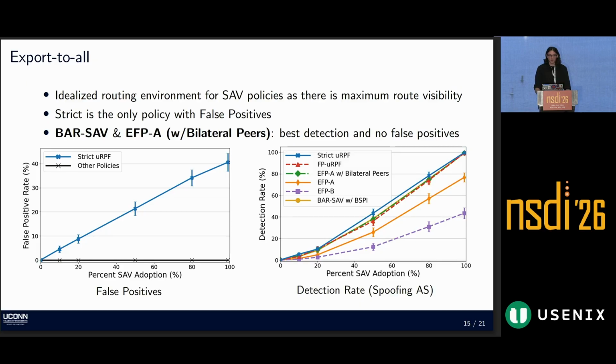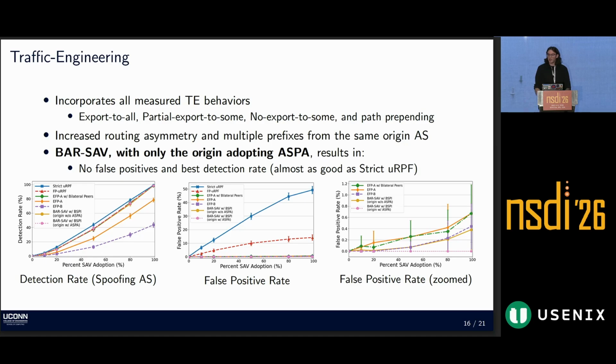EFP, specifically the version with bilateral peers, BAR-SAV, and feasible path all have 0 false positives while having a relatively comparable detection rate. So if the internet didn't do any traffic engineering, then we all would be well, and we could deploy one of these. However, as we saw with both our measurement and survey, traffic engineering is widely used on the internet.